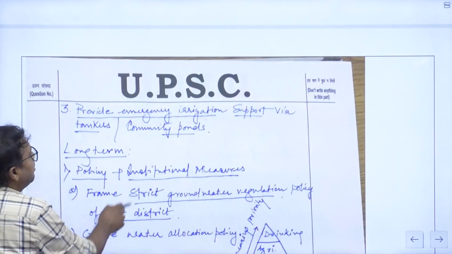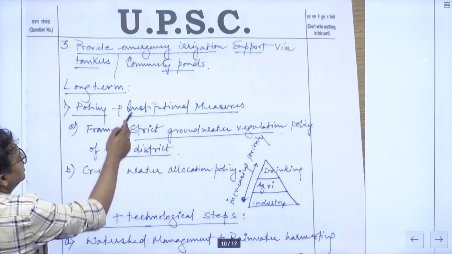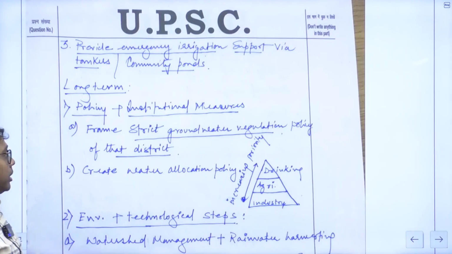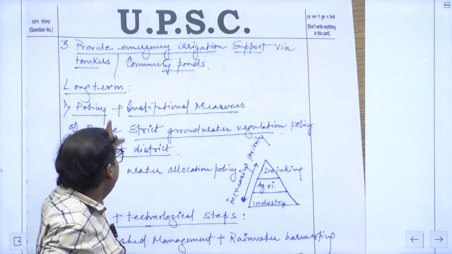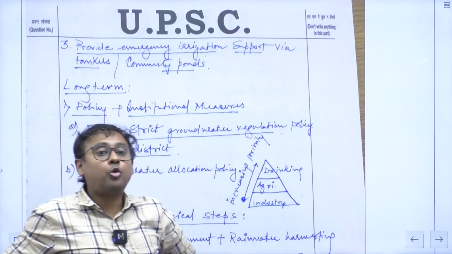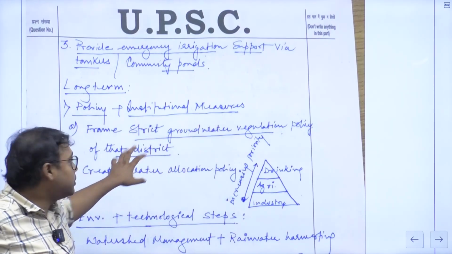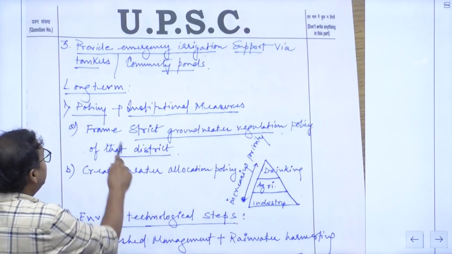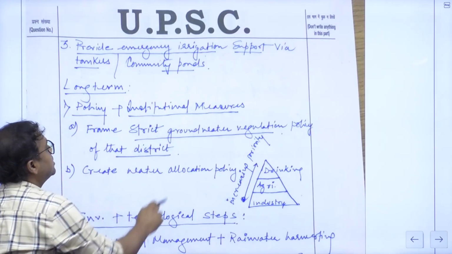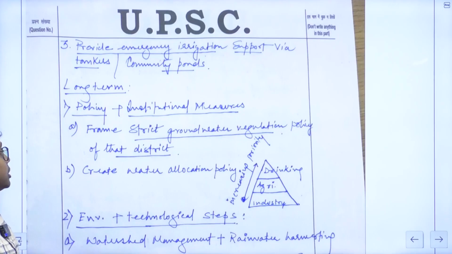Okay. Provide emergency irrigation support via tankers and community ponds. So this is again very short term. Now here it is important. When we come to long term and when we are talking about crisis management, right? This particular case is about crisis management. We will always divide it into these sections: policy, industrial, institutional measures. So we will divide into 2 or 3 sections.